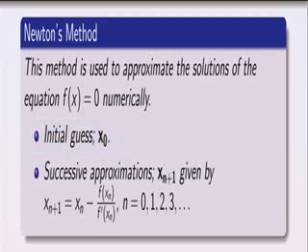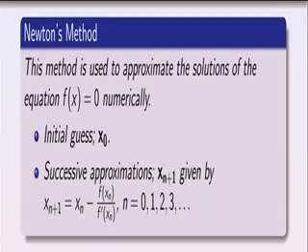And then after that, we are going to generate a sequence of approximations, x(n+1), given by the following formula. x(n+1) = xn - f(xn) / f'(xn), where n is running from 0, 1, 2, 3, and so on.